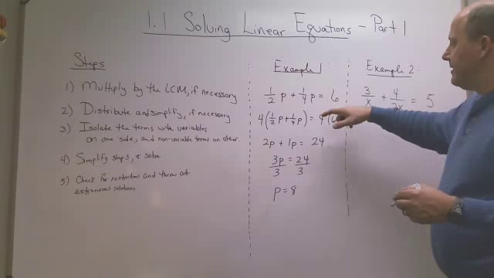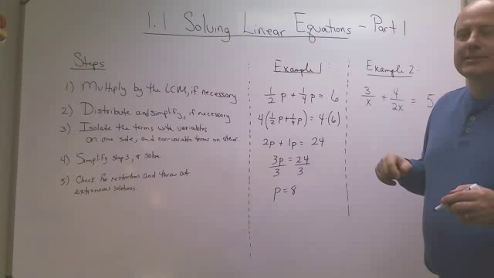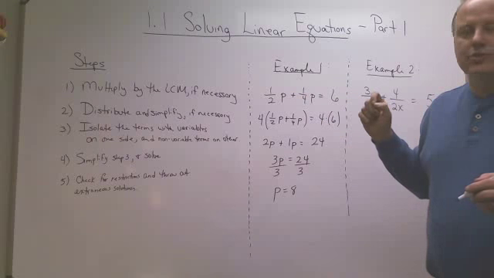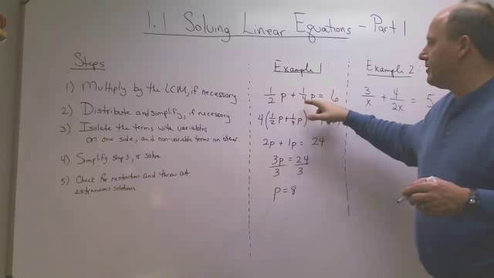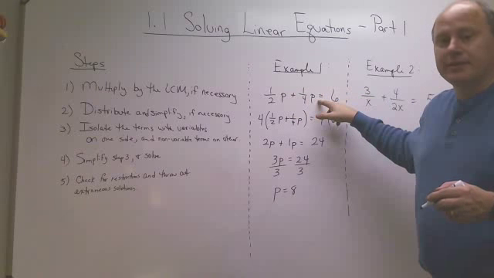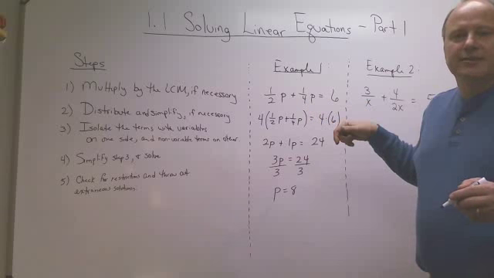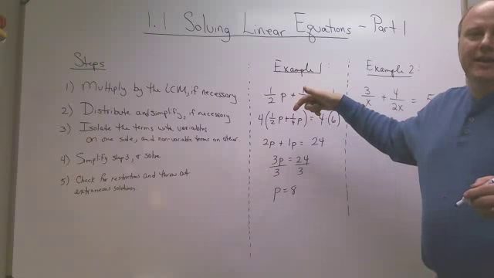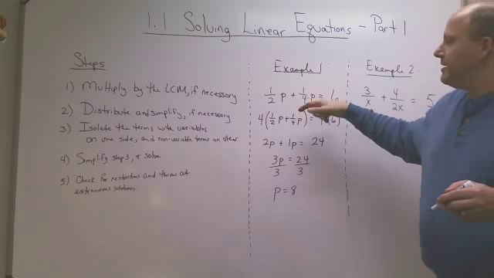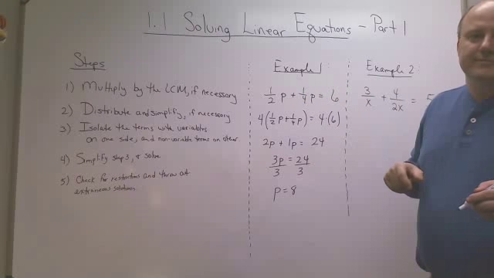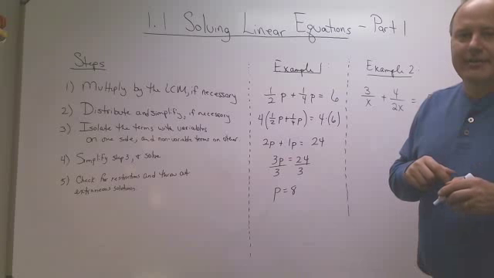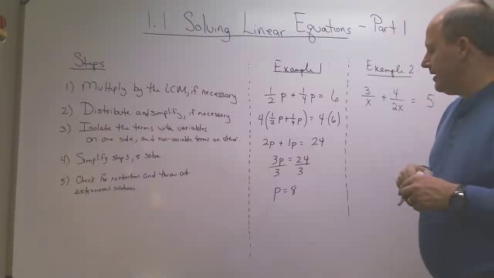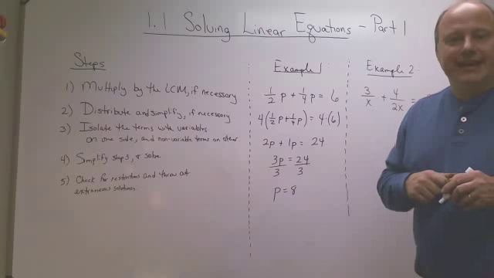And 8 does not make the original problem undefined. As a matter of fact, nothing would make it undefined because there's no variables in the denominator. So 2 will never be 0, 4 will never be 0, and p is not in the denominator to begin with. You might think, well, 0 is not allowed because it's a restriction, but 0 would have been allowed if it was indeed the answer, because p is not in the denominator. So it's only the things that are in the denominator that would make it undefined. We'll encounter those problems in a minute. So p equals 8 is the solution.